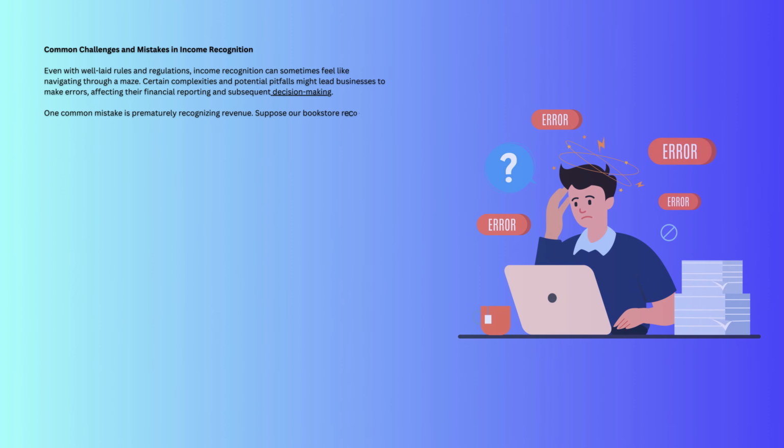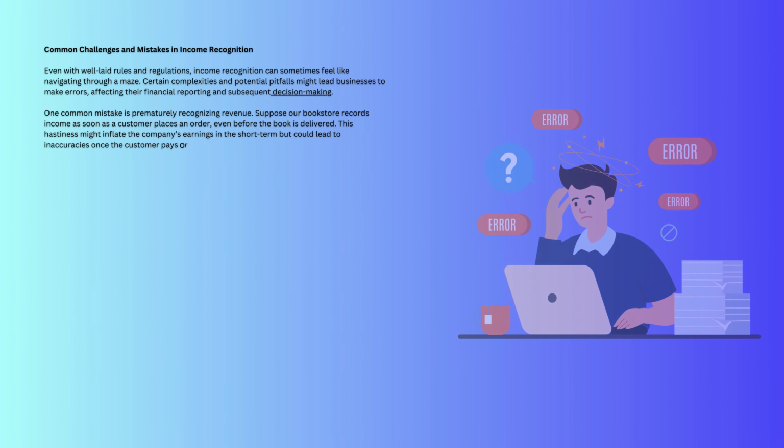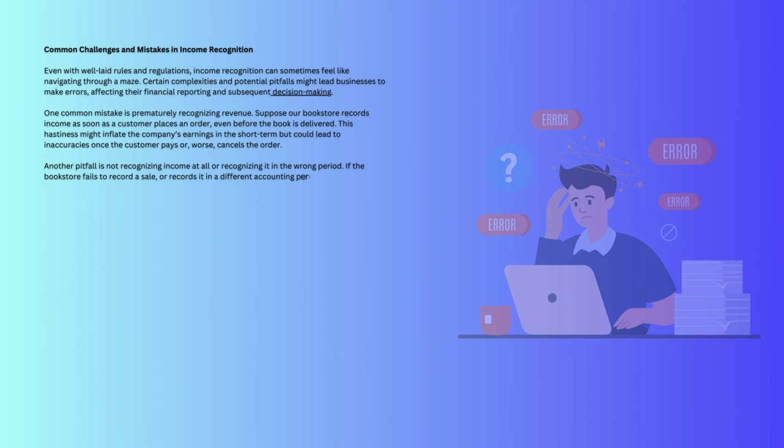Suppose our bookstore records income as soon as a customer places an order, even before the book is delivered. This hastiness might inflate the company's earnings in the short term but could lead to inaccuracies once the customer pays or, worse, cancels the order. Another pitfall is not recognizing income at all or recognizing it in the wrong period.